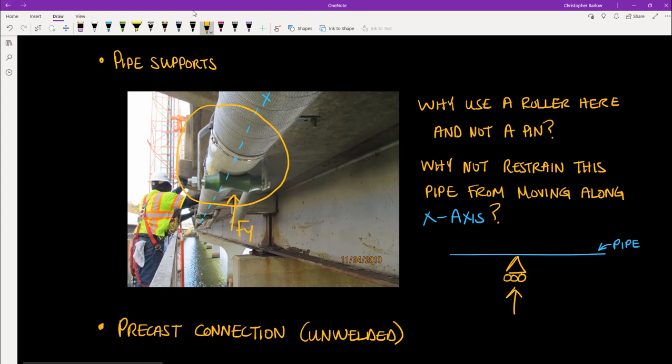The reason we often use rollers for pipe supports is because pipes are often made of some type of metal. And metal, of course, as it heats up and cools down, will expand and contract. And so there will be some elongation along the x-axis direction. And as we learned in week 1, if we restrain that change in length, we will create forces or stresses in the pipe. So instead, we want this pipe to be able to change length freely without restraint and roll over the top of this support.